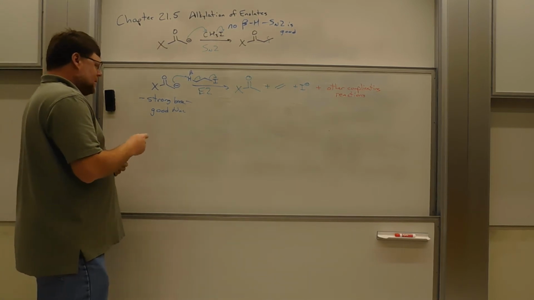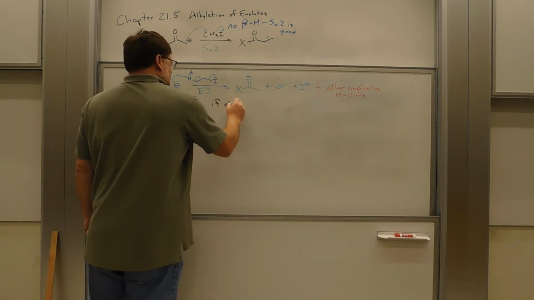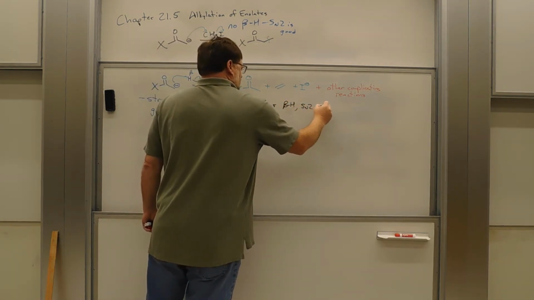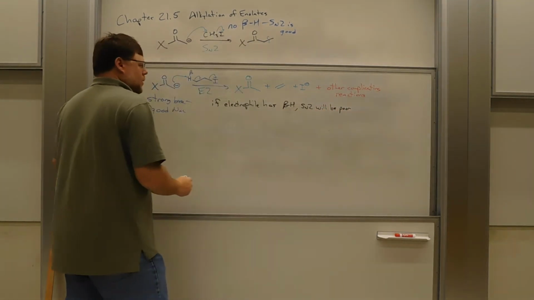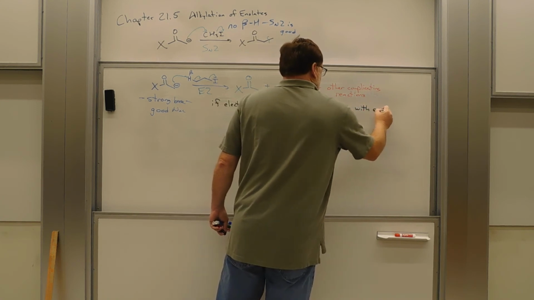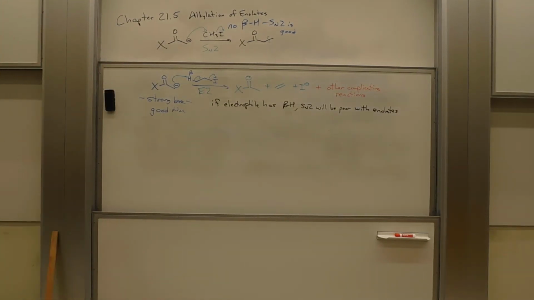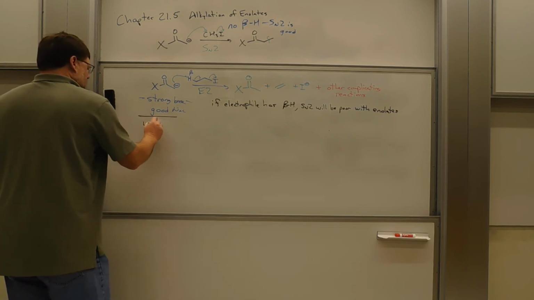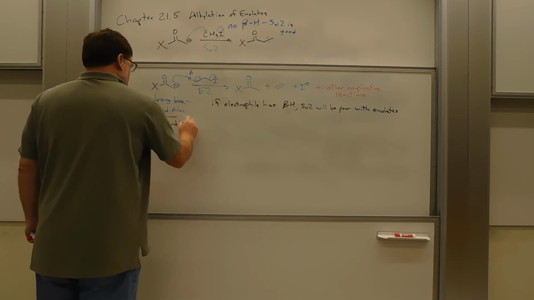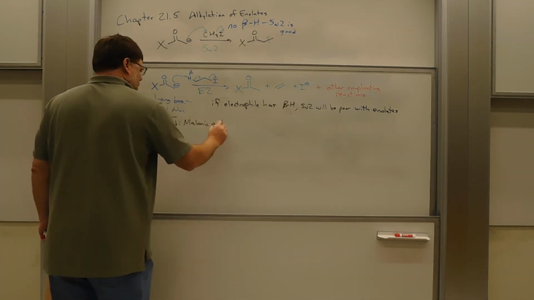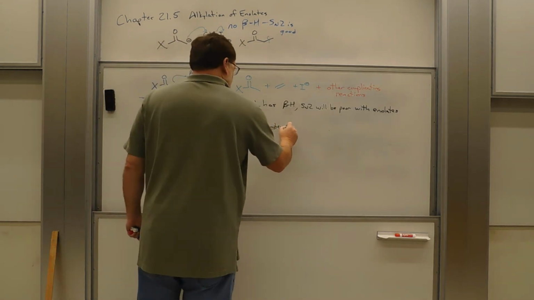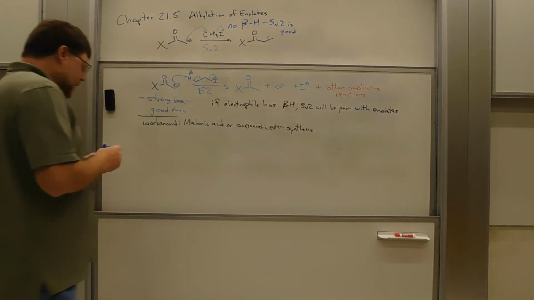Really, to summarize this, if the electrophile has beta hydrogens, the SN2 is going to be poor because you're going to see E2 and some other stuff more often. There is a way around this, called the malonic acid or the acetoacetic ester synthesis.